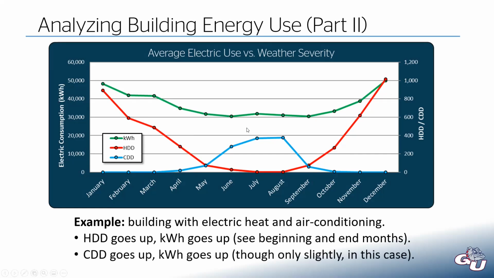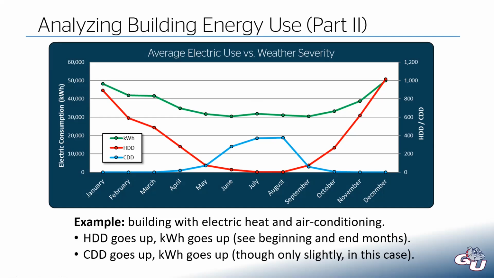And in the summer months, you can see when cooling degree days go up, the kilowatt hours also go up. In this case, it's only a very slight bump. Normally this hump in the summer is a lot more pronounced, but in this case it wasn't.